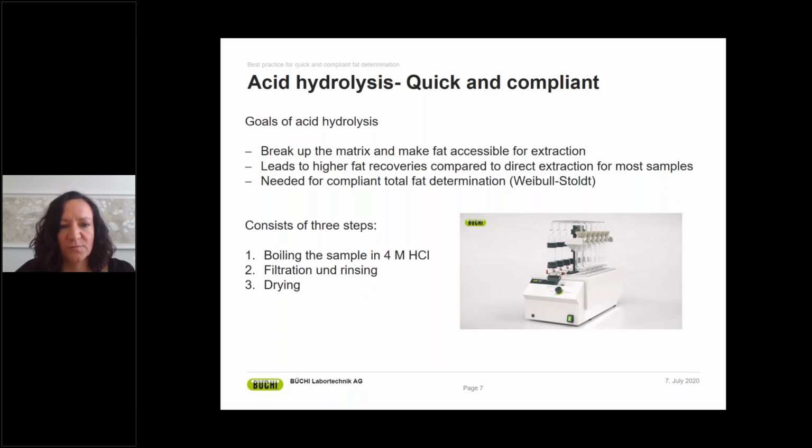The hydrolysis consists of 3 steps. First, the sample is boiled in 4 molar hydrochloric acid, typically for 30 minutes. Then the sample is diluted, filtrated, and rinsed to a neutral pH. And then the sample is finally dried before it is extracted.